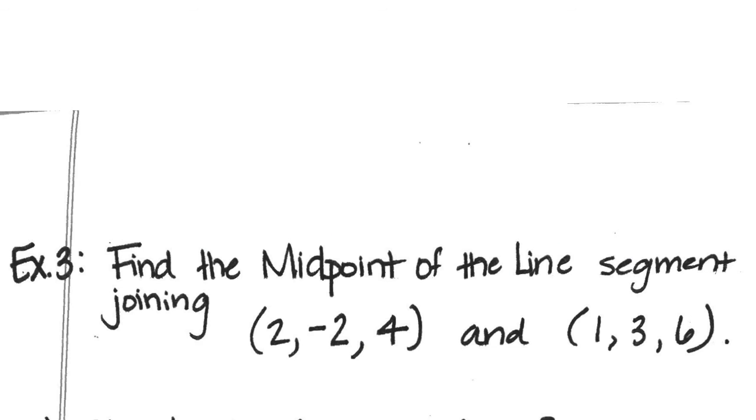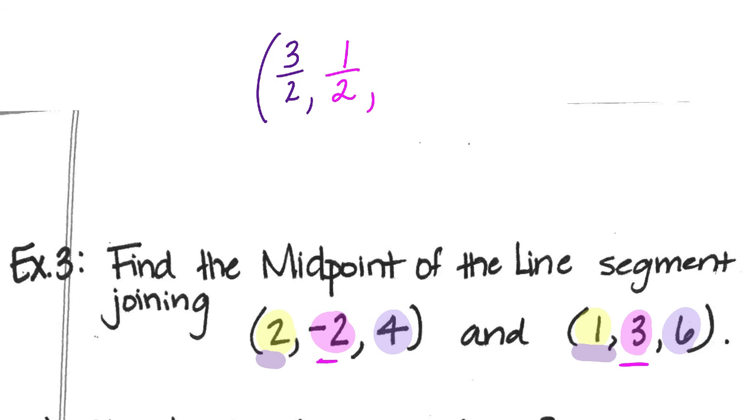All right, the midpoint formula, remember we're just going to take the x's, divide by 2, y's, divide by 2, z's, divide by 2. So let's do that. 2 and 1 is 3/2. -2 and 3 divided by 2 is 1/2. And 4 and 6 is 10 divided by 2 is 5. So the midpoint would be at 3/2, 1/2, and 5.